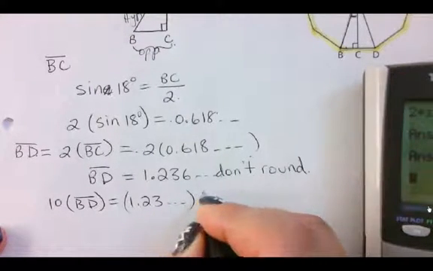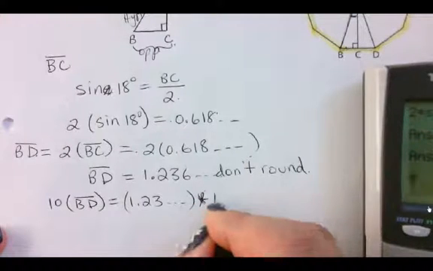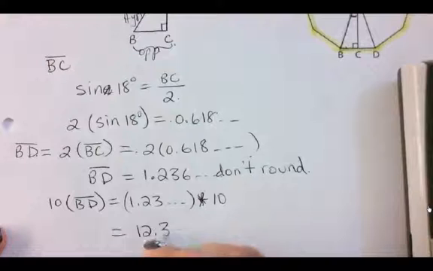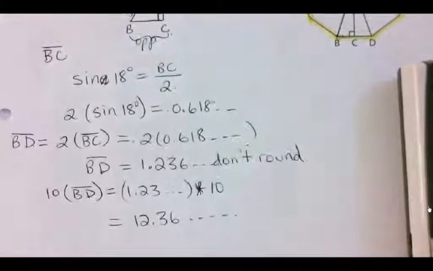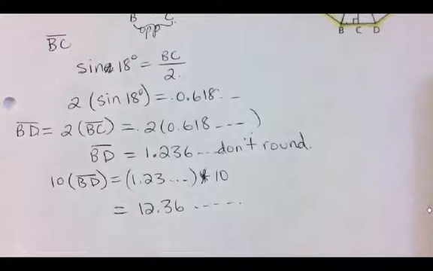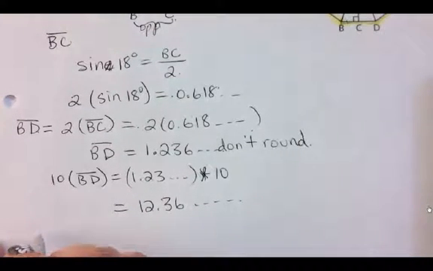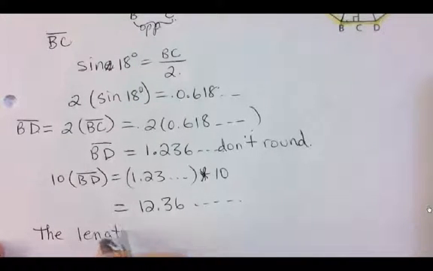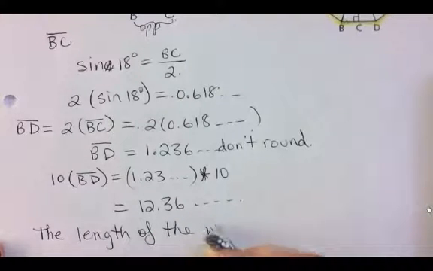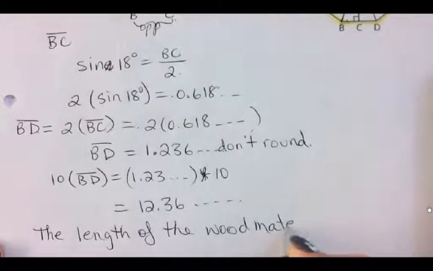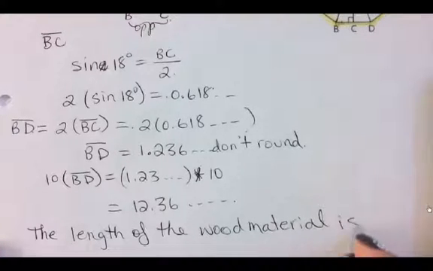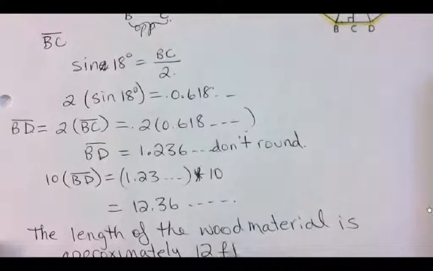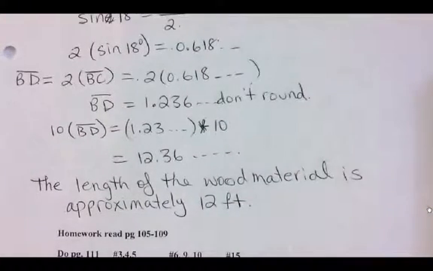All right, times 10. So that equals 12.36. And what does the question say to round? Question says round to the nearest foot. So the length of the window, or the length of the wood material, is approximately 12 feet. And there you have it.